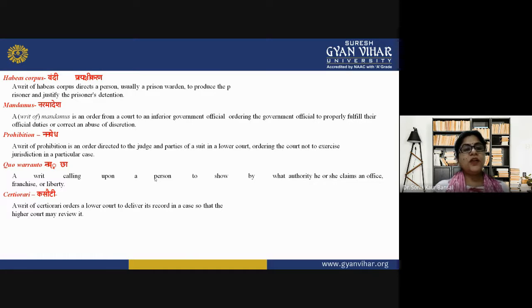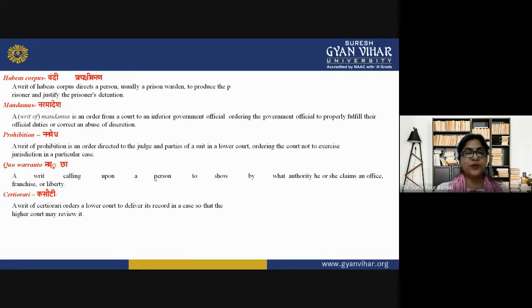Then mandamus, that is Narmadesh. A writ of mandamus is an order from a court to an inferior government official, ordering the government official to properly fulfill their official duties or correct an abuse of discretion. Then prohibition, Nishedh. A writ of prohibition is an order directed to the judge and parties of a suit in a lower court, ordering the court not to exercise jurisdiction in a particular case.